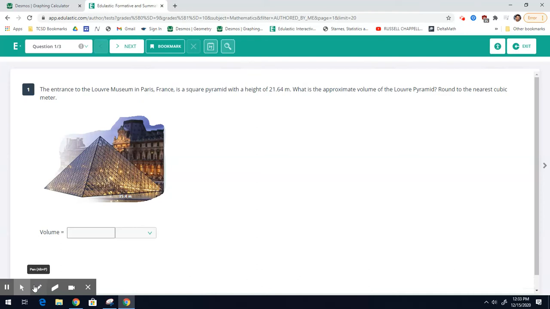All right, so here's our three-edge elastic problem. It says the entrance of the Louvre Museum in Paris, France is a square pyramid with a height of 21.64 meters. What is the approximate volume of the Louvre pyramid, rounded to the nearest cubic meter?